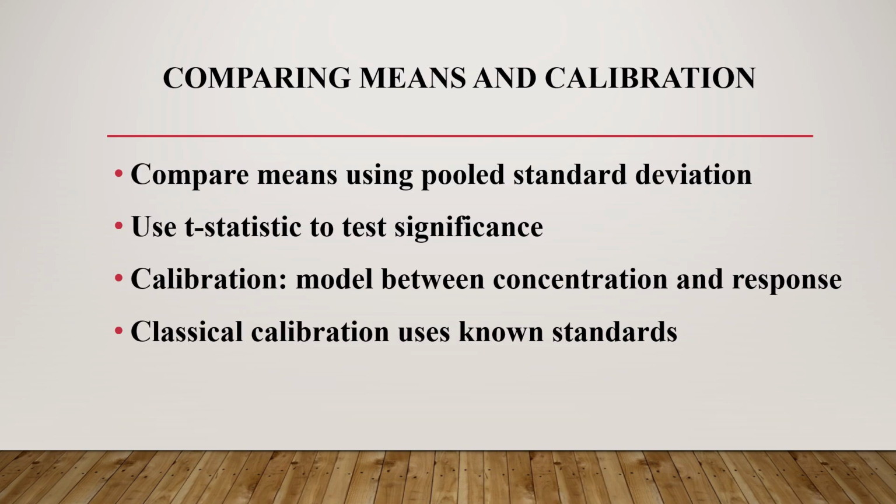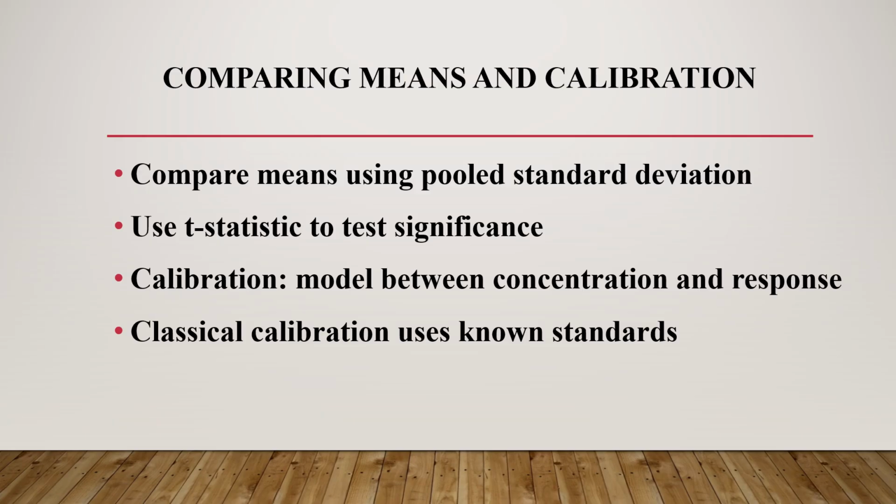Comparing means and calibration. To test whether two procedures differ significantly, we compare the means using pooled standard deviation and calculate the t-statistic. If the t-value is high, the difference is likely real, not due to chance. For example, a t-statistic of 2.65 with 58 degrees of freedom gives a probability of 0.010, meaning we are 99% sure the procedures differ. Calibration is also key.